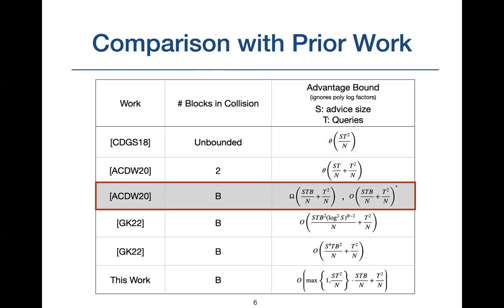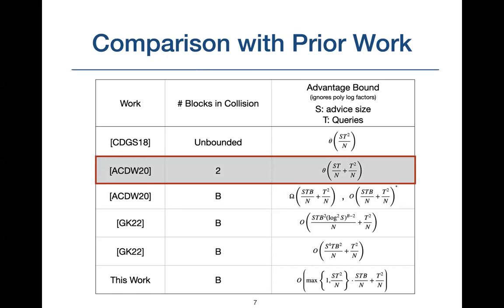So the ACDW paper proposed that it was more meaningful to study bounded length collision finding. The best attack they could find for B block collision finding achieved an advantage of STB over N, and they conjectured that it was the optimal attack. However, they could prove the conjecture only for a restricted class of adversaries. For any adversary in the pre-computation model, they could prove their conjecture only for two block collision finding.